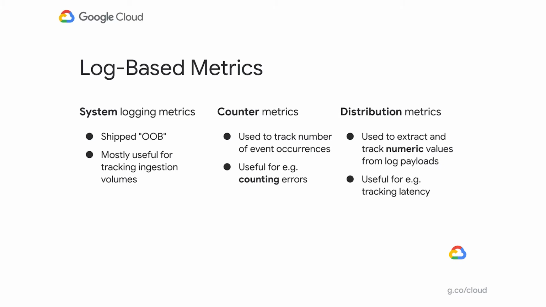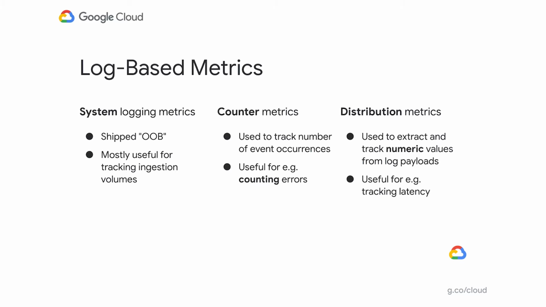You can then define two different metric types based on your application or system logs. Counter metrics just tell you how many times you see entries that match a particular filter. Distribution metrics are primarily what you would use for SLIs, because you can use them to extract numerical values from the log payload using a regular expression. This would be useful for tracking things like latency. So if you want a latency SLI and that latency is being written in the log somewhere, you can use a distribution metric to do that.